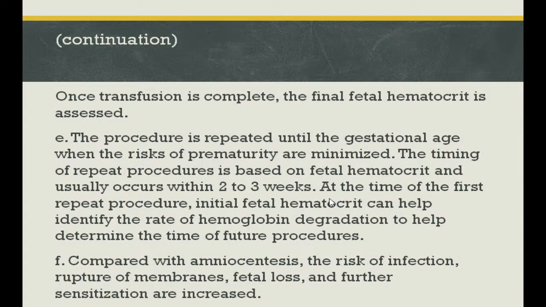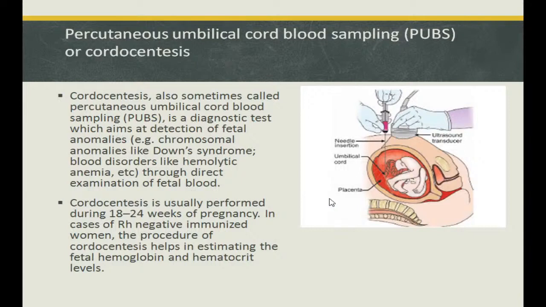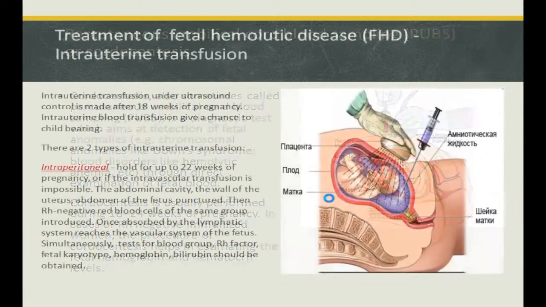And compared with amniocentesis, the risk of infection, rupture of membranes, fetal loss, and fetal sensitization is even higher. Here is presented the picture of how we perform percutaneous umbilical cord blood sampling, or chordocentesis. Chordocentesis, also sometimes called percutaneous umbilical cord sampling, is a diagnostic procedure which is done for a number of diseases, including Down syndrome and detection of isoimmunization. It may be performed during 18 to 24 weeks gestation.